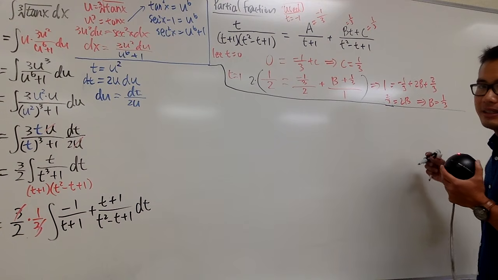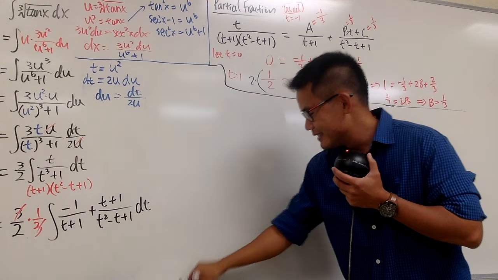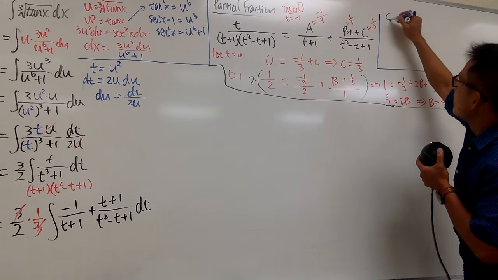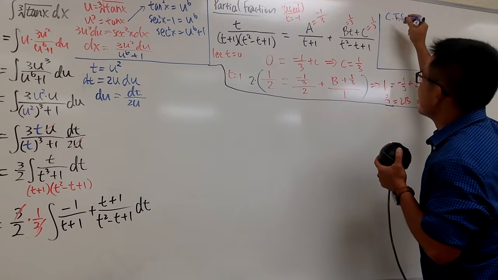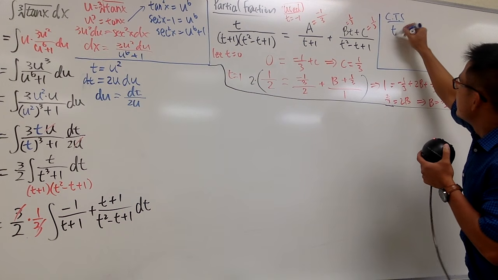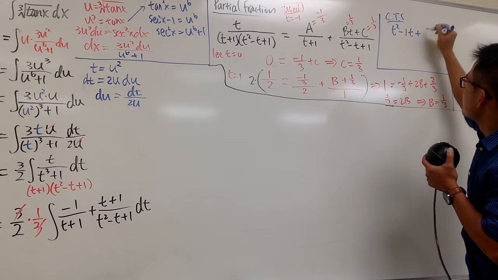So here is the completing the square part. So I will write it down here, right? Put this down in blue. So completing the square, CTS. Hopefully you guys don't mind. That's the abbreviation for that. This part, t squared minus, let me just indicate this is a 1t, and then plus 1.